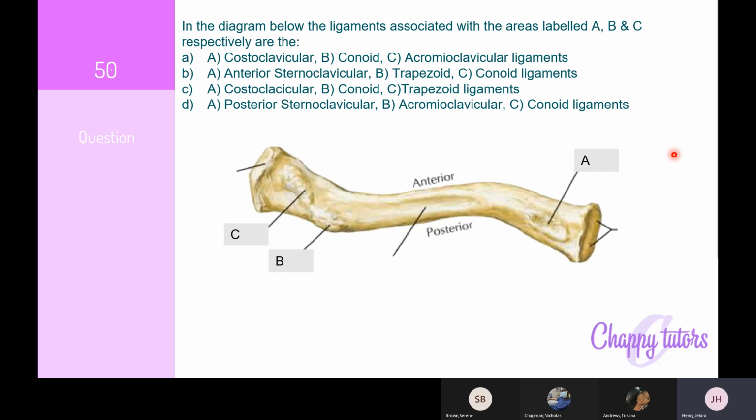In the diagram below, the ligaments associated with the areas labeled A, B, and C, respectively, are. So basically asking what ligaments attach to these different positions on the clavicle. So take 30 seconds, just think about it, and then we'll go through it together.